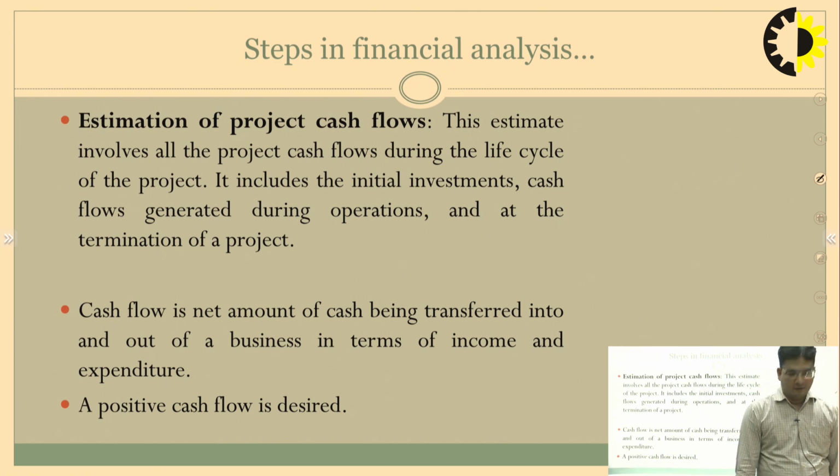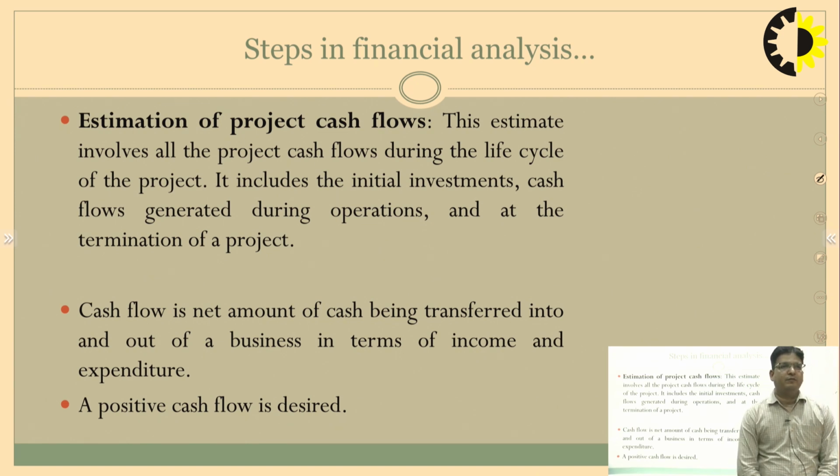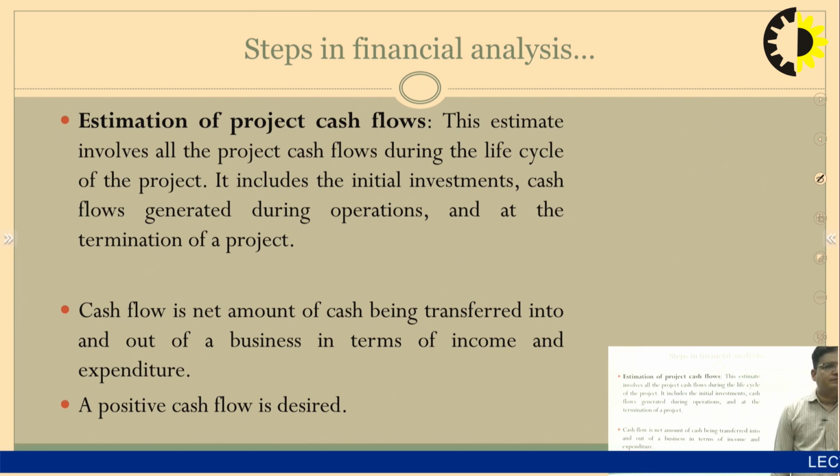Now second step is estimation of project cash flows. This step involves all the project cash flows during the life cycle of the project. It includes the initial capital investment, cash flows generated during the duration, and at the termination of a project. Now what is cash flow? Cash flow is the net amount of cash being transferred into and out of a business in terms of income and expenditure.